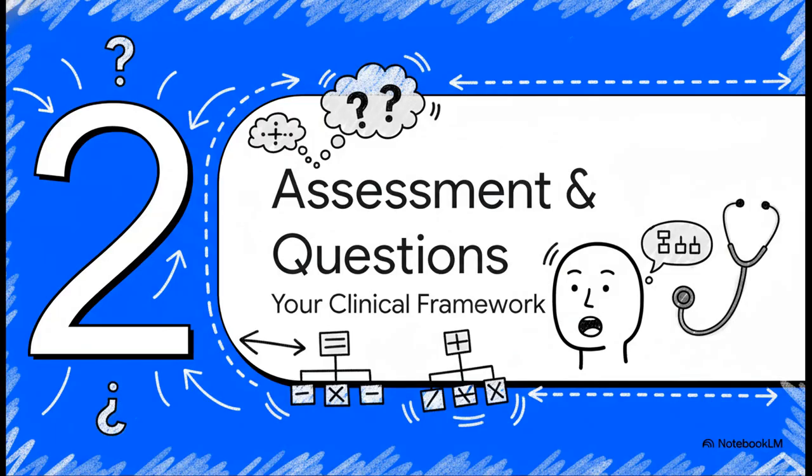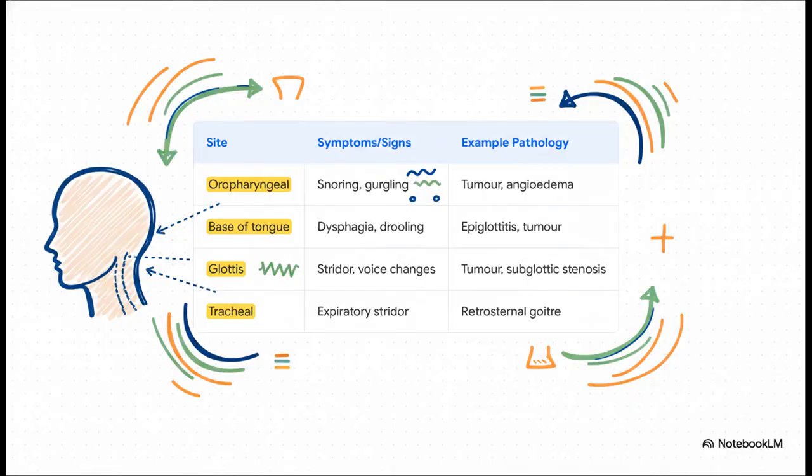Okay, so how do we actually apply all this in the real world? Let's build a solid framework for your assessment. This is exactly how you show clear, safe thinking when you're faced with an airway obstruction, whether it's real or in an exam scenario. This table is basically your diagnostic map.